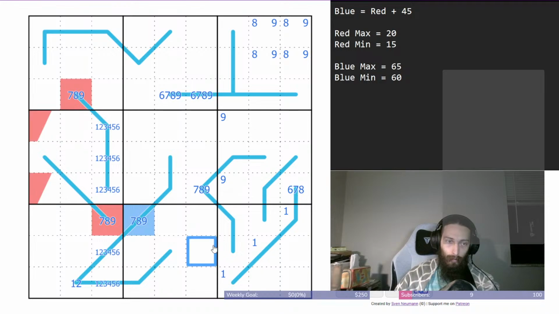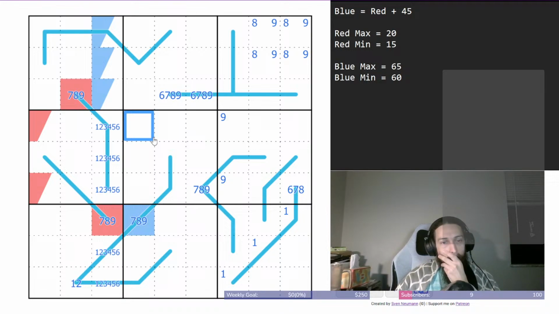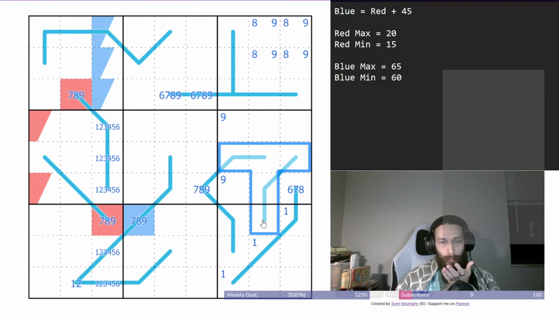And so now red is one of those two. So blue ends up having to be one of these, because blue can't be any of those. Right. These are just min 10.